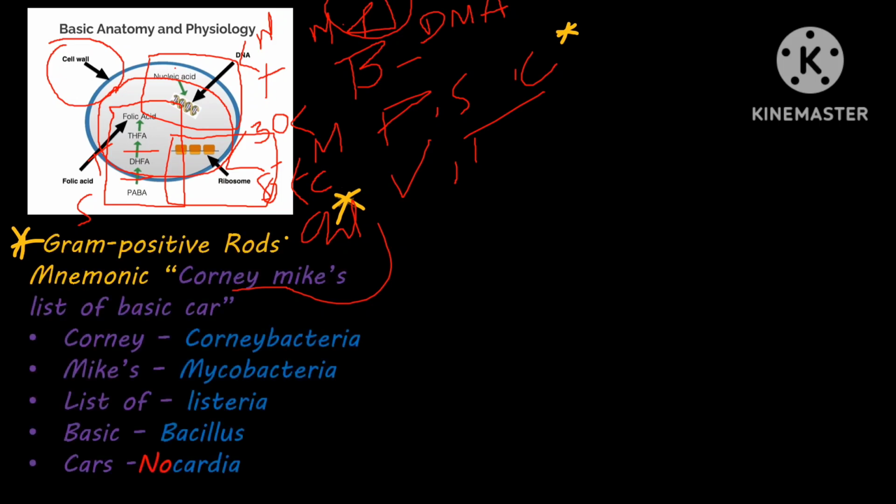Here we will see the various classifications of the bacteria. First one is gram positive bacteria based upon their rods. The mnemonic is Connie-Meigs list of basic cars. Connie represents Corynebacterium, Meigs represents Mycobacterium, and list of represents Listeria. Basic is nothing but Bacillus, and cars, Nocardia.